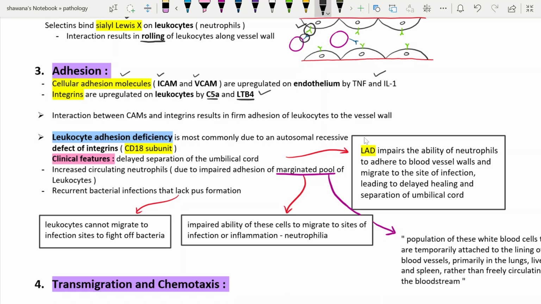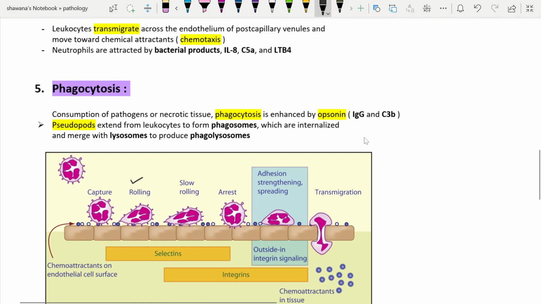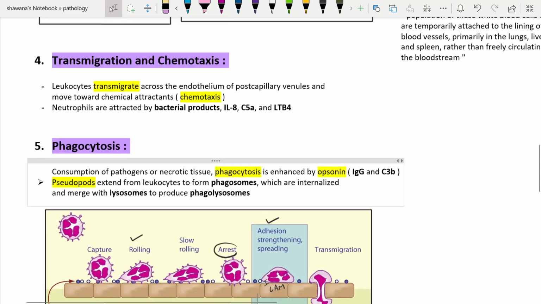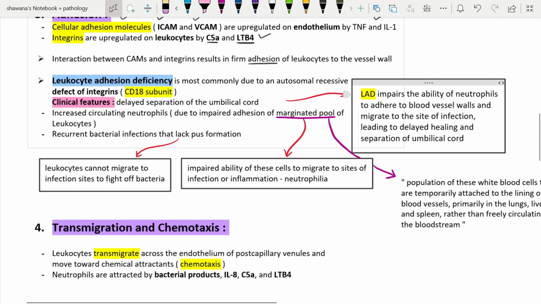So the interaction between the CAM and the integrin results in the adhesion of the leukocyte to the vessel wall. We are concerned with adhesion, right? So we have discussed up to here: arrest and adhesion. Adhesion occurs due to the interaction between the cellular adhesion molecules on the endothelium and integrins on the leukocyte. So they result in the firm adhesion of the leukocyte to the vessel wall.